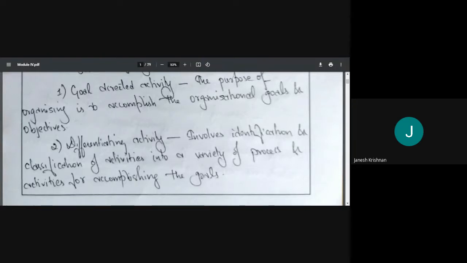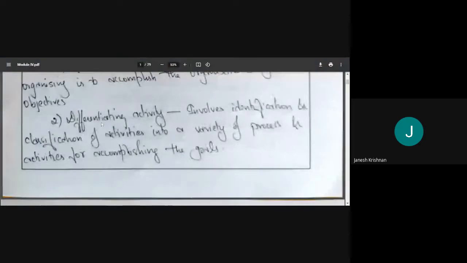How is it differentiating? It involves the identification and classification of activities into a variety of processes or activities for accomplishing the goal. Like we have said, we have identified we need on stage, we need off stage, we need transportation, we need guests, we need budget. So we have identified and classified activities into a variety of activities for accomplishing the goal. What is the goal? To conduct the arts fest. So it's a differentiating activity.